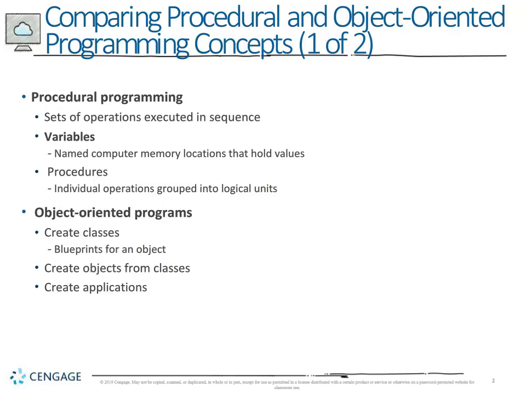Procedural programming is about writing procedures or methods that perform operations on the data, while object-oriented programming is about creating objects that contain both data and methods.